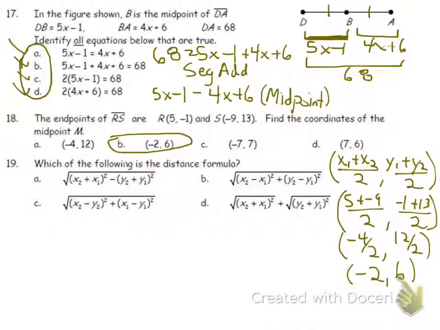For 19, I need to know which formula I'd use for distance formula. Now, distance formula, I look for the difference of the x's and the difference of the y's. So I look right here at answer B, where I'm finding the difference of the x's by subtracting one from the other, and the difference of the y's by subtracting one from the other. Once I have those, I square them, add them together, and take the square root. But if you notice all the other answers, they don't have that difference there. So that's what we're looking for. That's our distance formula, answer B.